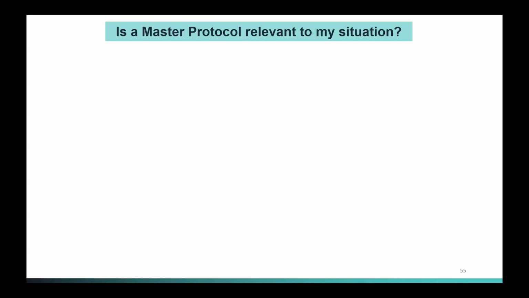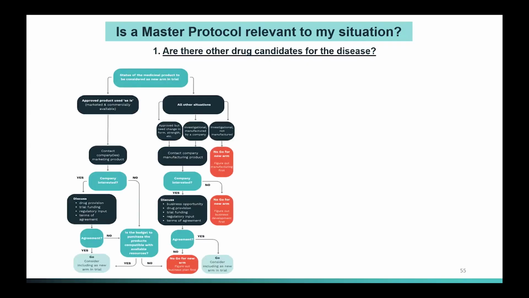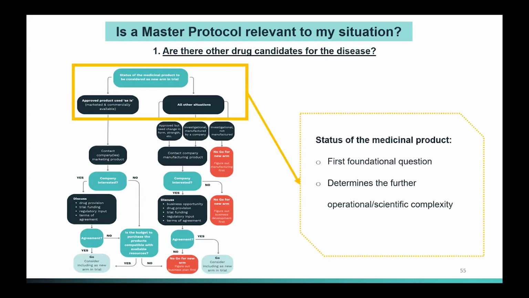For this, the very first question is: is a master protocol even relevant to your situation or not? To see this, there are two perspectives that should be dealt with separately. The first perspective is: are there other drug candidates for this disease? For that, you need to go back to the literature and do your horizon scanning. If the answer is yes, then we have made this decision tree. If you have found that there are other drug candidates, the foundational question is the status of the medicinal product, because it will define the further complexity of your trial.